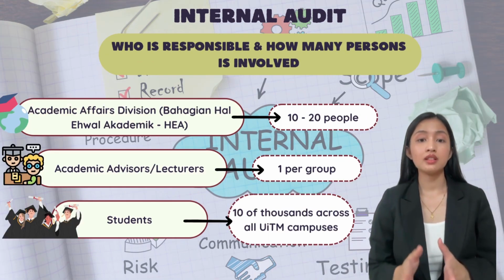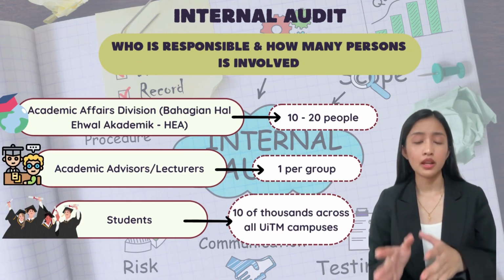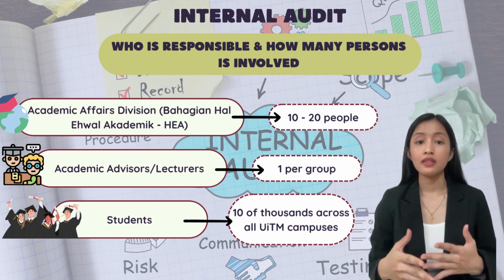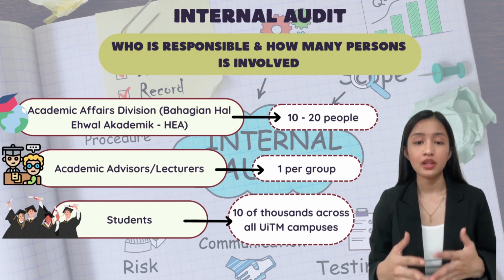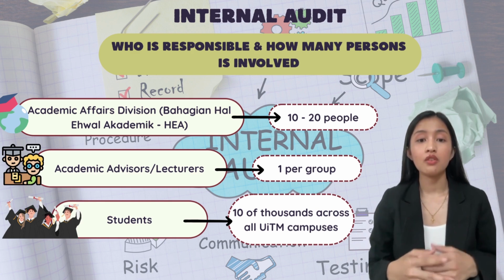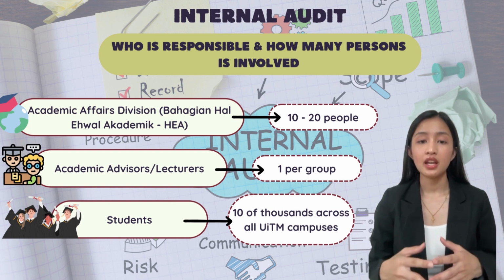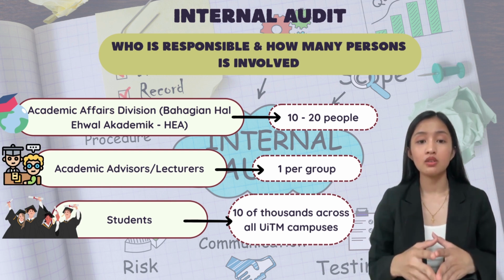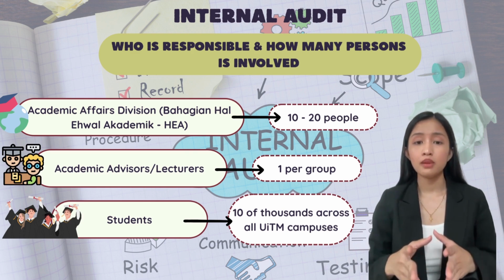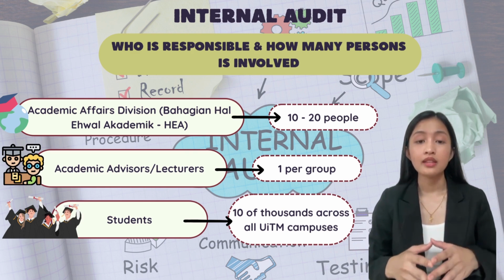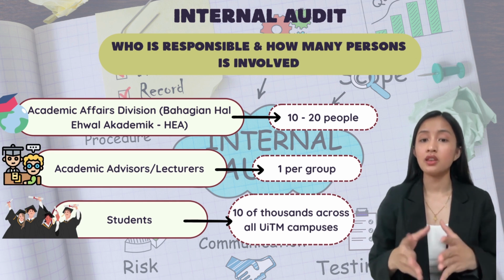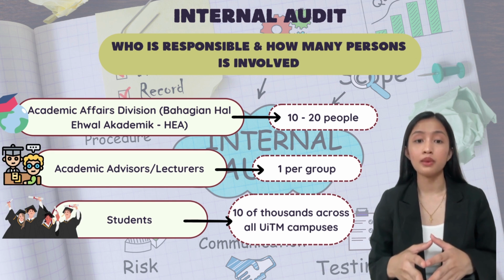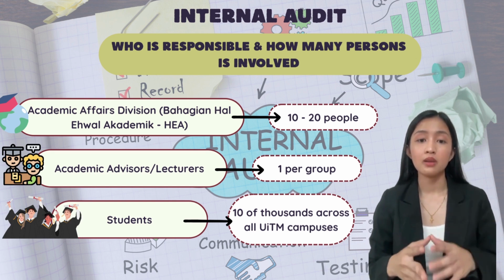The last part for the internal audit is who is responsible and how many people are involved in this system. Firstly, as we know, the Academic Affairs Division, HEA. They are the main coordinator of the overall registration process. HEA is also responsible for setting registration schedules, policies, and academic regulations. There are 10 to 20 people in HEA who are involved. Secondly, academic advisors or lecturers. They assist students in choosing suitable courses according to their study plan. Each group must have one academic advisor.